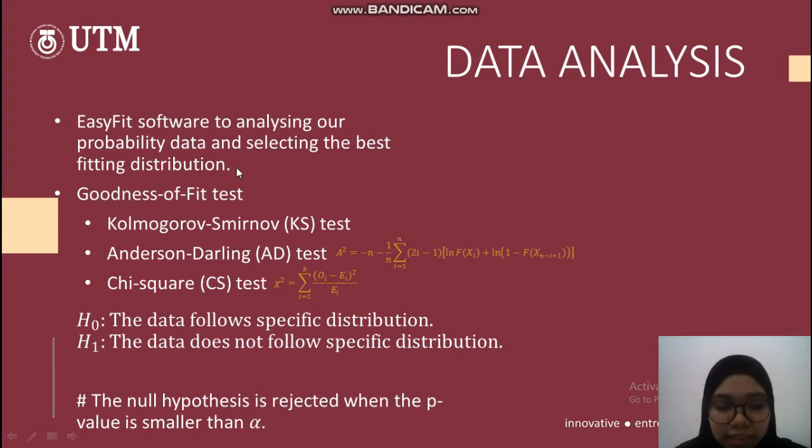The goodness of fit test provides helpful guidance for evaluating the suitability of a potential input model. There are three methods of goodness of fit test, which are the Kolmogorov-Smirnov test, Anderson-Darling test, and chi-square test. For the null hypothesis, the data follows a specific distribution. For the alternative hypothesis, the data does not follow a specific distribution. For all three tests, the null hypothesis is rejected when the p-value is smaller than alpha.